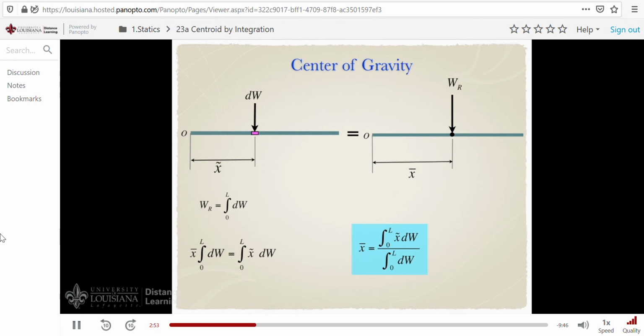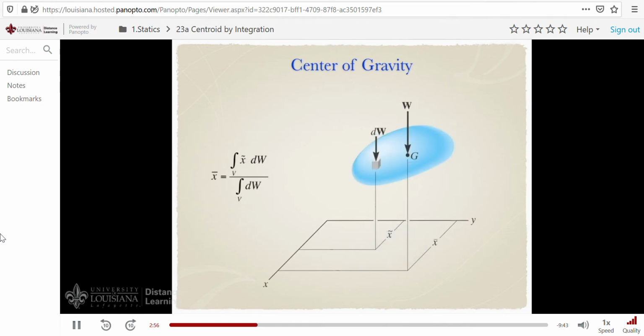Let me now generalize this idea a bit more. Let's say, for example, we have this object of variable shape. I've divided it into a small set of differential size elements, each having a weight dw. And if I take the moment of these differential elements around the y-axis, that moment, of course, would be equal to the moment arm x tilde times dw, and I sum them over the entire object, its entire shape, that is, and I set that moment equal to the moment of w times x bar, I'll be able to locate x bar, won't I?